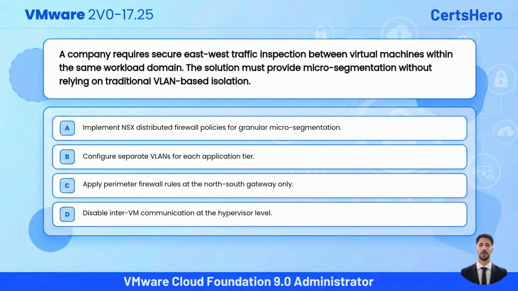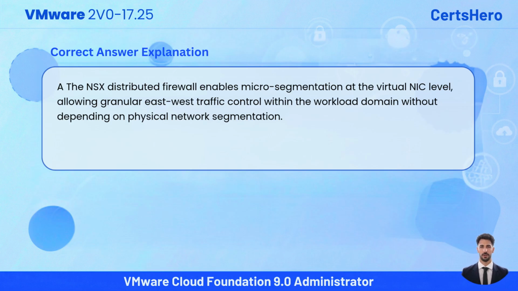Option C. Apply perimeter firewall rules at the north-south gateway only. Option D. Disable inter-VM communication at the hypervisor level. Correct option explanation. The NSX distributed firewall enables microsegmentation at the virtual NIC level, allowing granular east-west traffic control within the workload domain without depending on physical network segmentation.